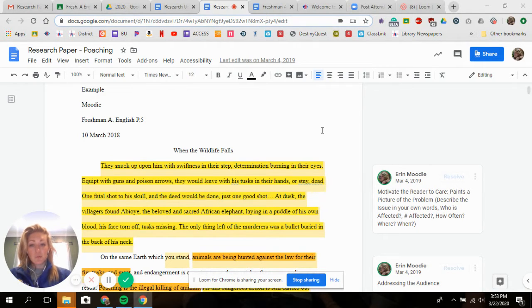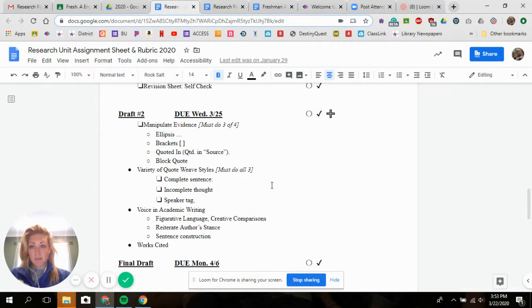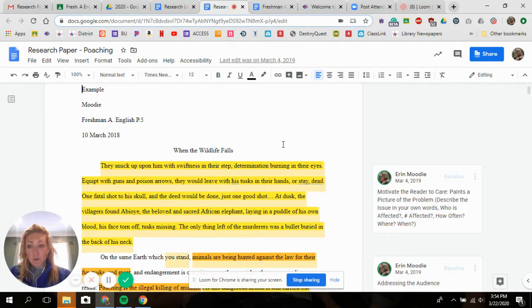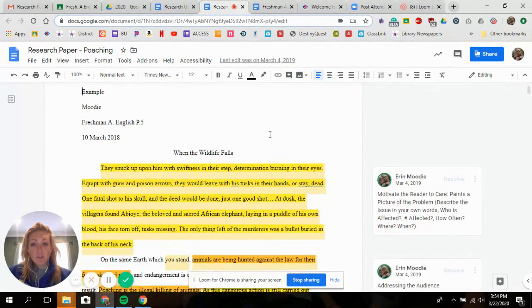Now, using the requirements that you see right here for draft number 2, which I lectured on Friday, I'm going to show you what these actually look like in practice in the poaching student example that we have looked at since the beginning of our research unit. Here we have the student example of their final draft of their research paper.